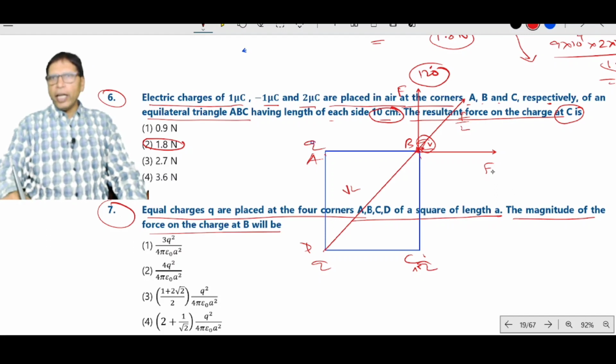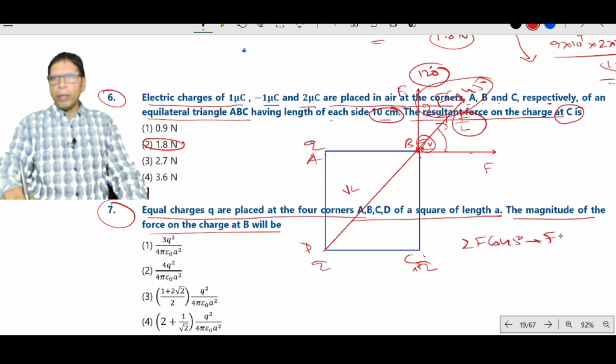So the resultant force, look at this, the component of F along this direction is F cos 45 degree. The component of this force along this direction is also F cos 45 degree. So the net force is 2F cos 45 degree plus F by 2. So look at this, F by 2 common. So 1 plus 2 root 2 is the net force. So look at this, this option is correct.